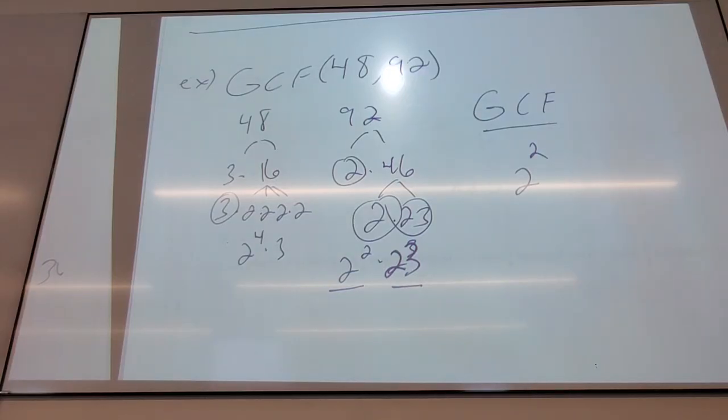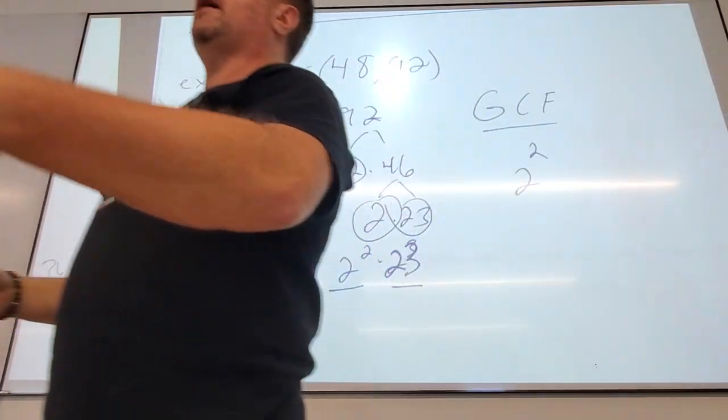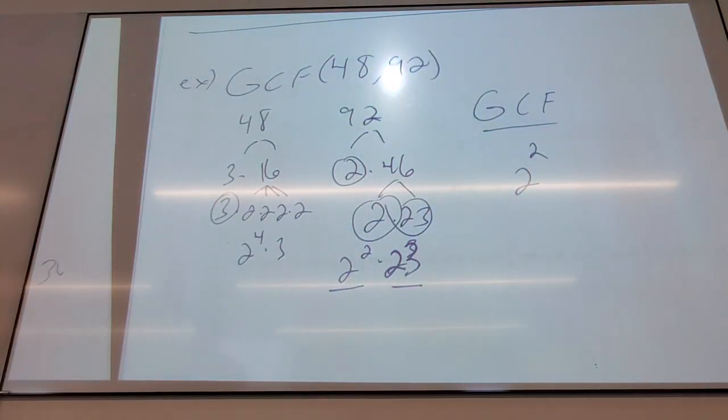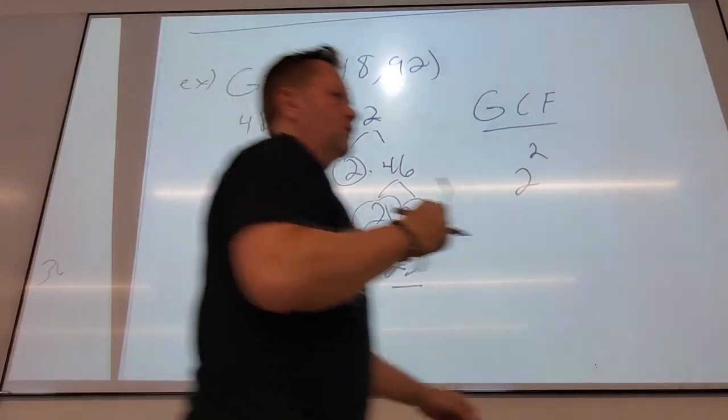So what's the lowest power I see on the 3? 0. Yes? I want you to understand, if the power is 0, that literally means it's got none of those things. Does 92 have any 3s? So it's got 3 to the 0. What's the lowest power on the 23? 0, because the first one has no 23s. Right? So then what's the GCF? 4, yeah.